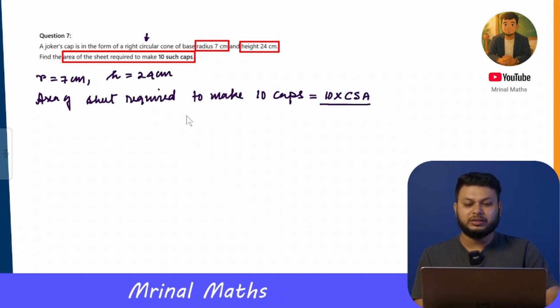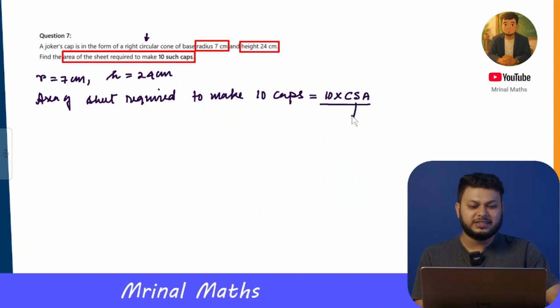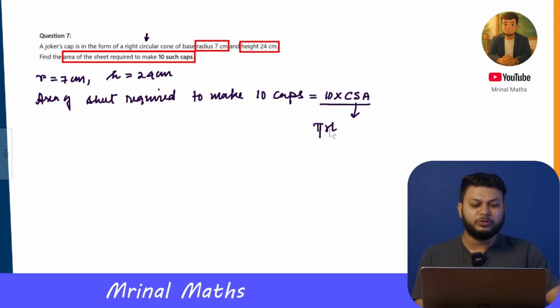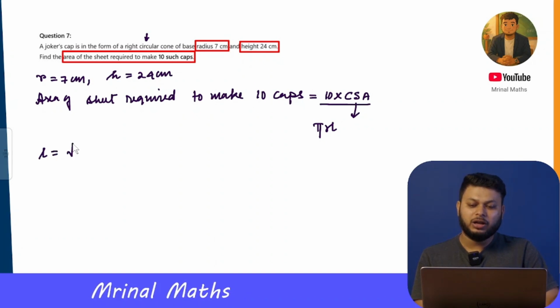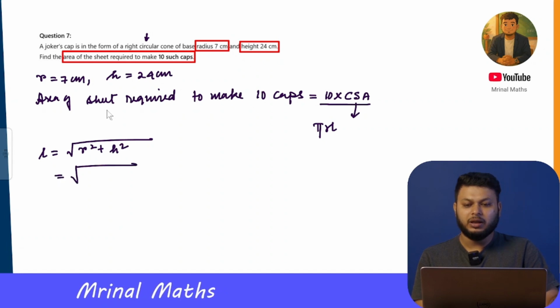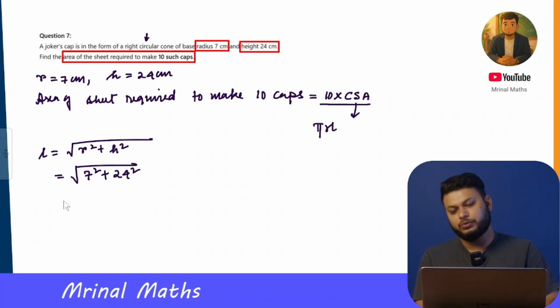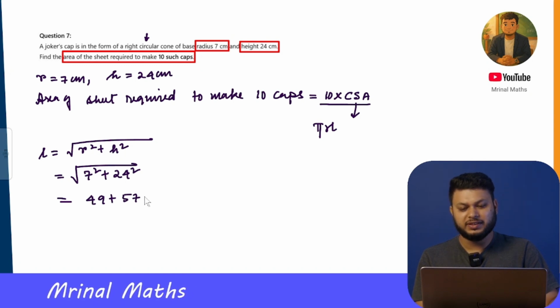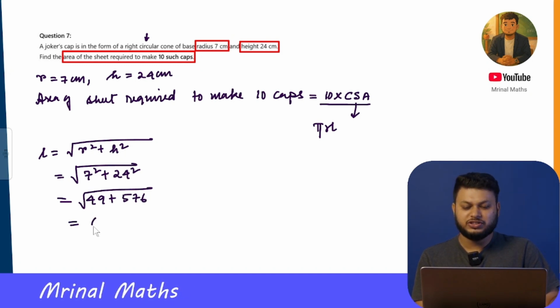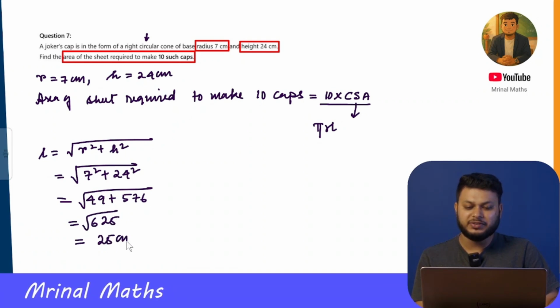Now we know the CSA of a cone is pi r l. So we have r but we do not have l. To calculate l, we use the formula square root of r square plus h square. The r value is 7, so 7 square, and h is 24, so 24 square. 7 square is 49 plus 576, which is 625. Square root of 625 is 25 centimeter.